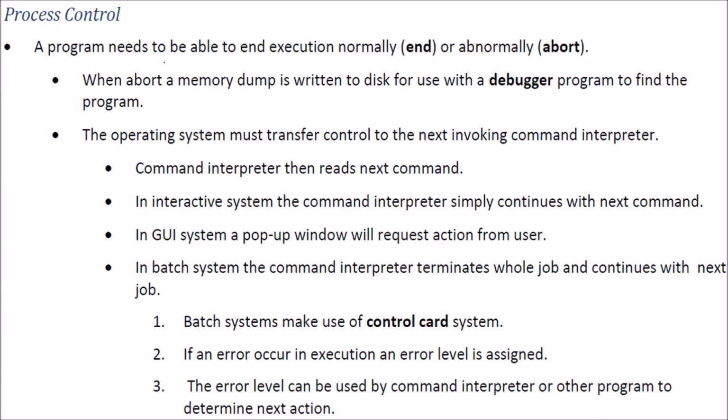Whenever we deal with a program which is under execution, we are dealing with a process. So when a process is going on, there are various things that can happen. The operating system must transfer control to the command interpreter, and then the command interpreter will read the next command. In a GUI system, a window may pop up that will request action from the user, and in a batch system, the command interpreter terminates the whole job and continues with the next job. See, batch systems make use of control cards, right?